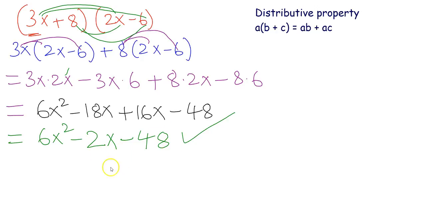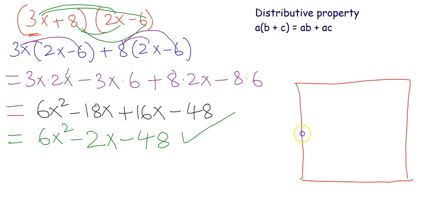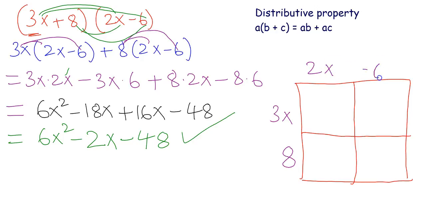Some students have difficulty multiplying this way, like the distributive property. I suggest a box method, which is in fact similar to the distributive property, but I don't know the reason, people find this easier than the regular distributive property. So over here on one side I will write 3x plus 8. 8 is positive, so I don't have to write the sign. And on the top I'll write 2x minus 6.